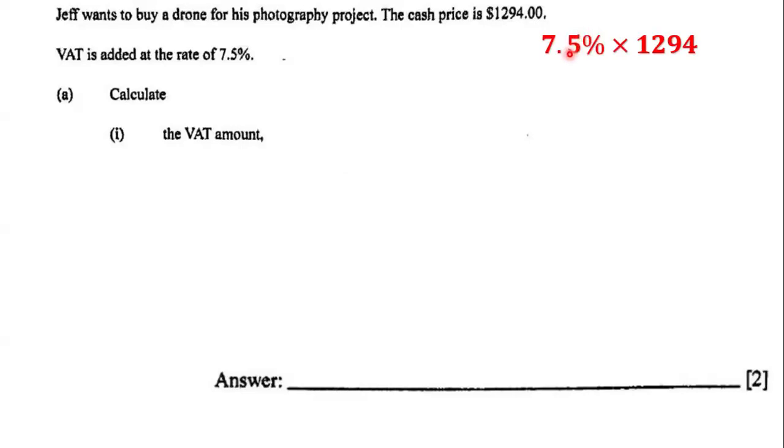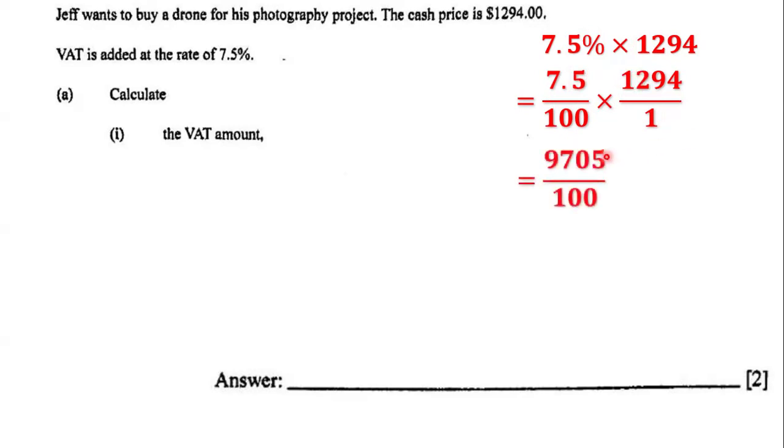So 7.5% of 1,294. In order to do this, we're going to write 7.5% as a fraction. So we have 7.5 all over 100, and we multiply that by 1,294 over 1. And we're going to multiply 7.5 times 1,294, which gives us 9,705. And we're going to divide it by 100. So 9,705 divided by 100. And when we divide that, we get $97.05.